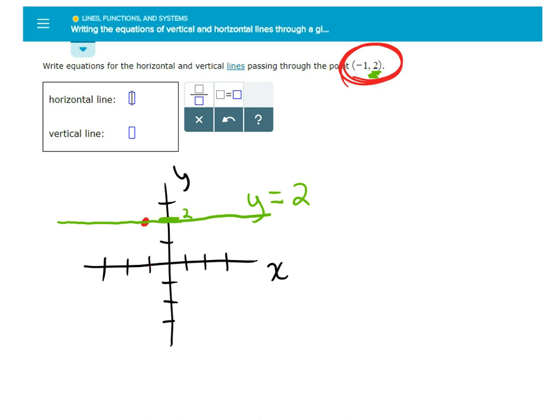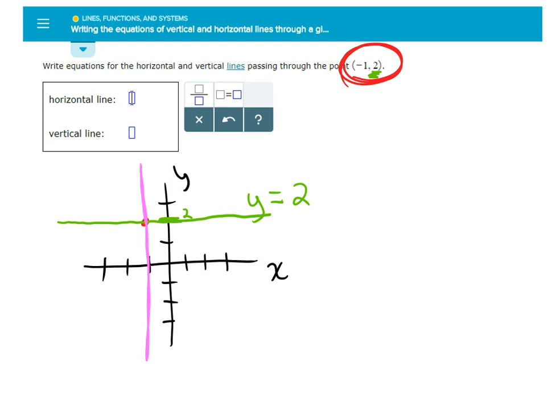Now, if I were to draw a vertical line through that point, the vertical line is parallel to the y-axis. It never touches the y-axis, so there's no y-intercept. And if there's no y-intercept, there can be no y in the equation.